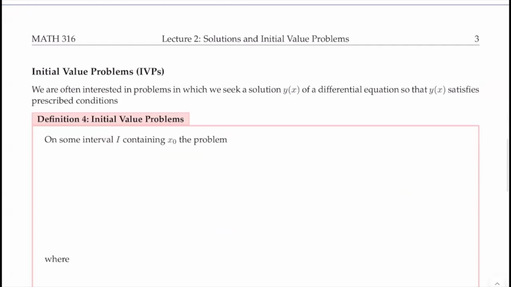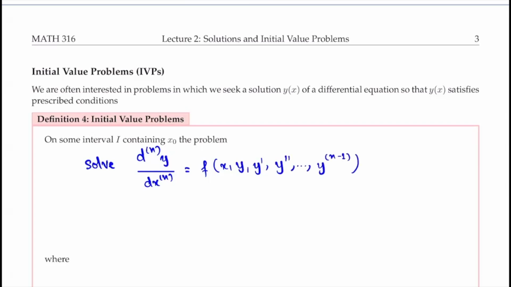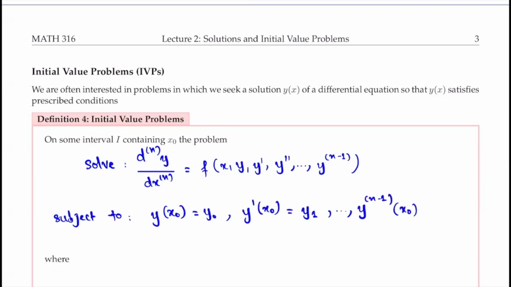Now for initial value problems. We are often interested in problems in which we seek a solution y of x of a differential equation so that y of x satisfies described conditions, on some interval I containing x0. The problem is to solve the differential equation subject to initial conditions. So we solve d^n y over dx^n, which indicates the nth derivative, as we saw in the last lecture already. This is equal to f of x comma y prime comma y double prime, up to the (n minus 1) derivative, subject to y of x0 equal to y naught, y prime of x0 equal to y1, and so on and so forth, up to the (n minus 1) derivative at x0 equal to y sub n minus 1.